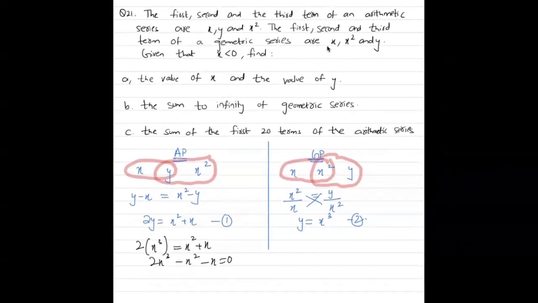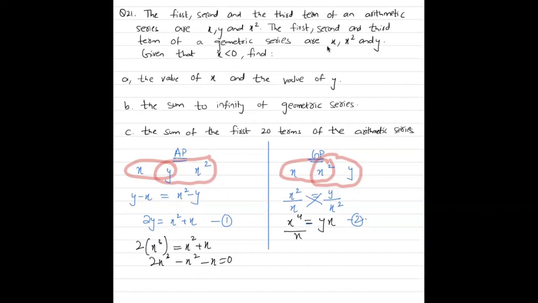Sir, I was saying x squared over x equals y over x squared. If you cross multiply, they will cancel each other. Yes, so this is what I've done over here. So x squared times x squared is x to the power of 4. y times x is yx.